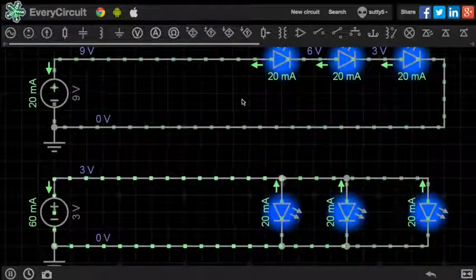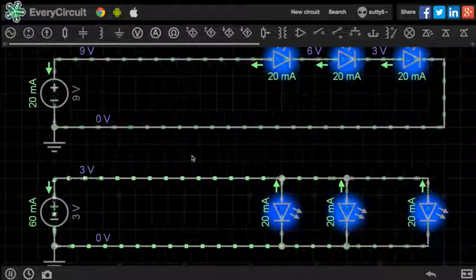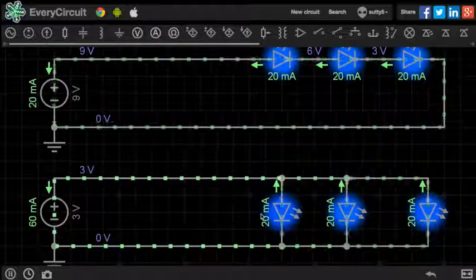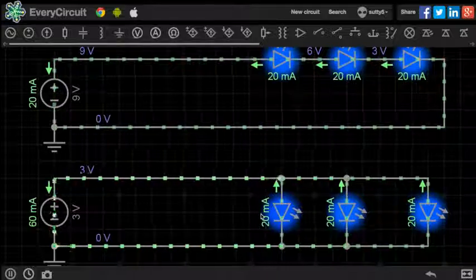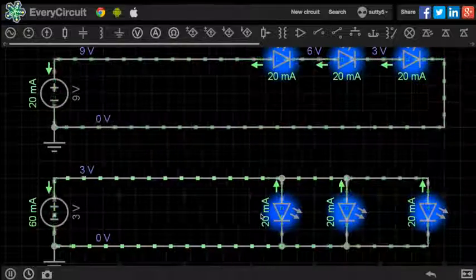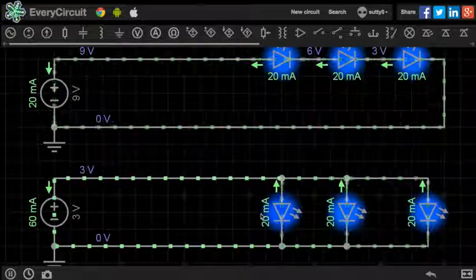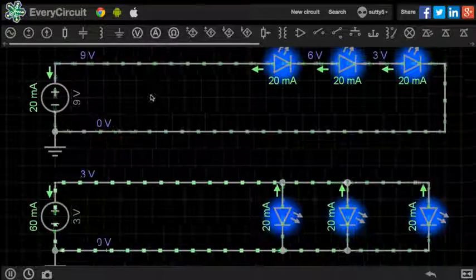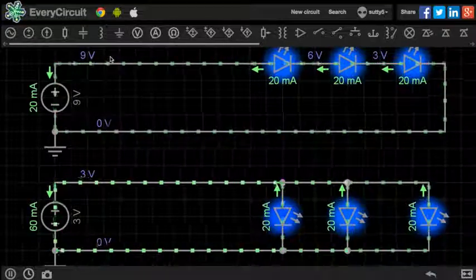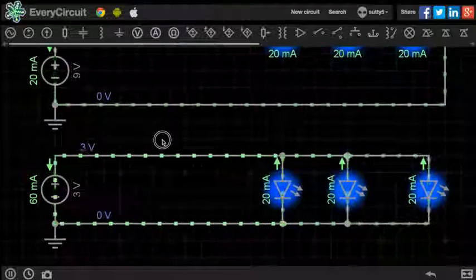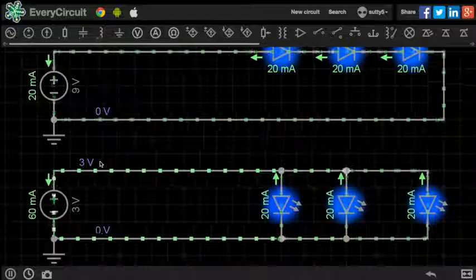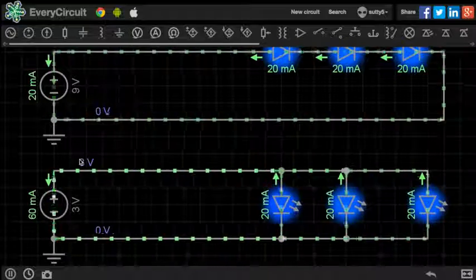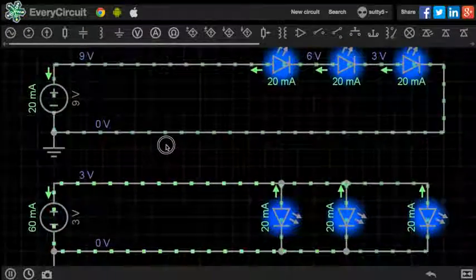Now I've removed one of the LEDs from the parallel circuit so that we can have a look and see that each of these circuits are consuming exactly the same amount of power. If you want to understand more about calculating power, look at my previous video about calculating power. Now just to show that this series circuit that requires 9 volts is consuming the same amount of power as this parallel circuit consuming 3 volts, I'm going to do a quick calculation.